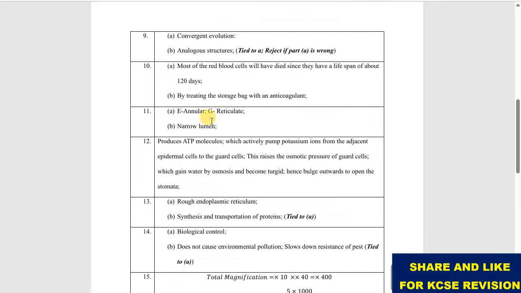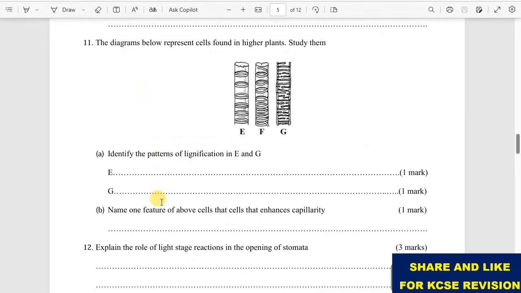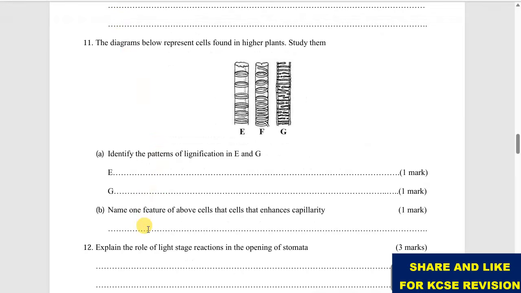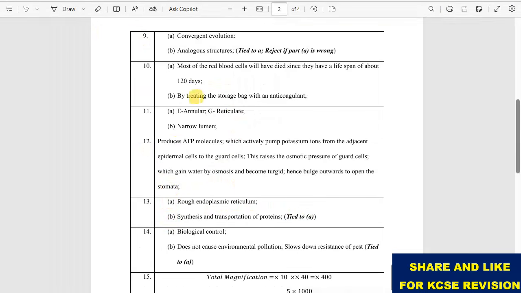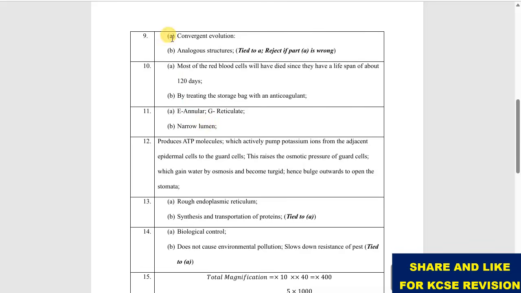E. annura, G. reticulate. Name one feature of the above cells that enhances capillarity. It is called narrow lumen.